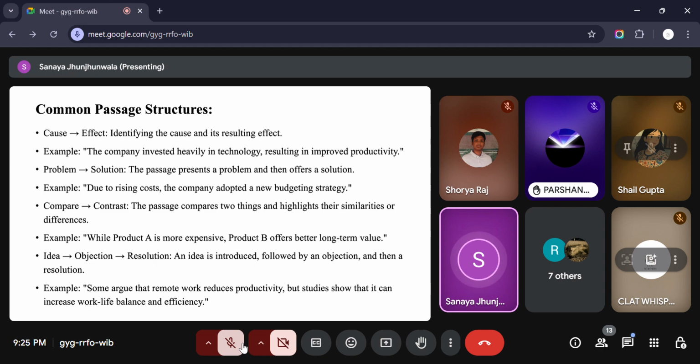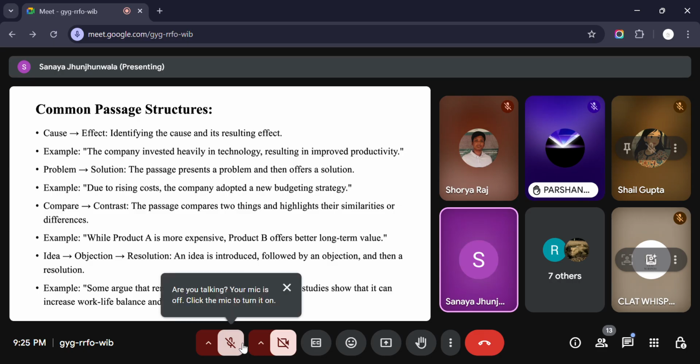The last is an idea, an objection, and a resolution. So basically, where the author is raising an idea or a thought or an argument, फिर उसके बारे में नेगेटिव बोल, like it's followed by an objection that it won't work out or it is not viable, and then the author gives a resolution or states a resolution given by someone else.